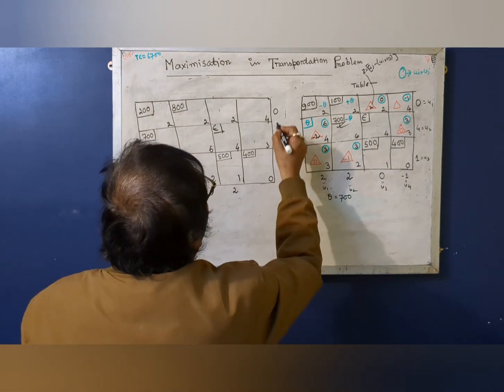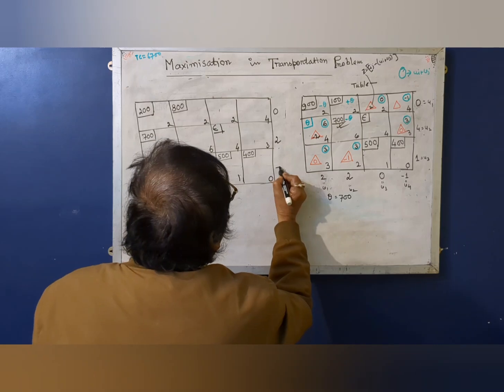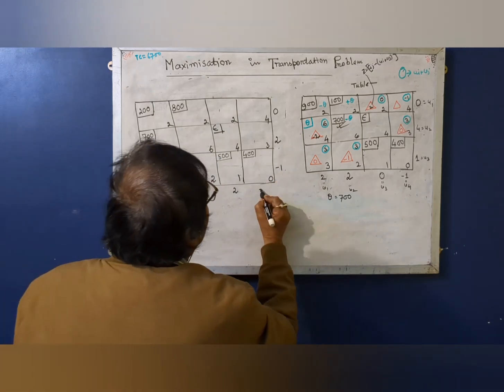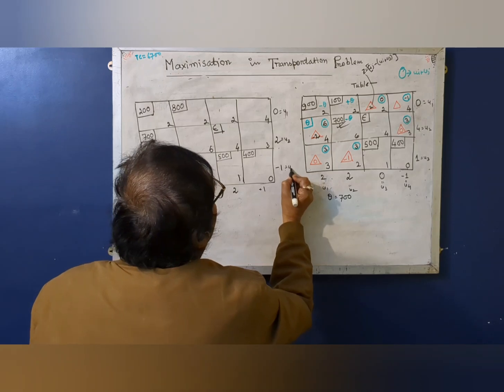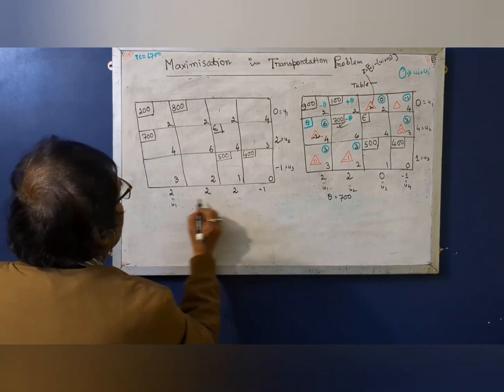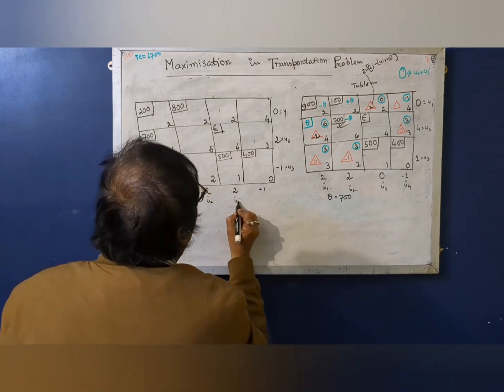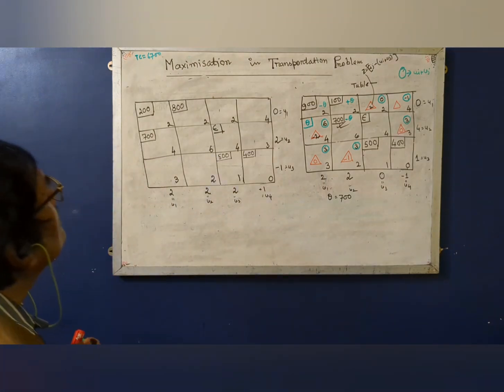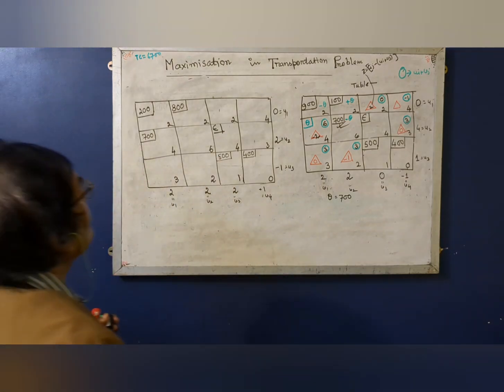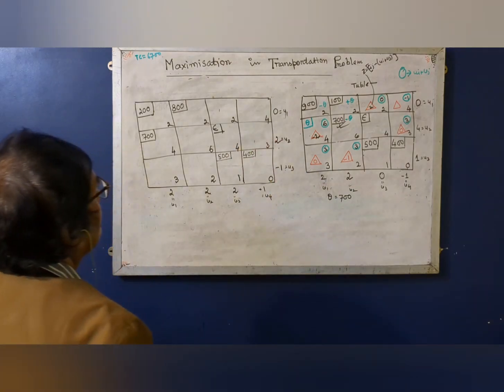You will get all the dual variables. 1 minus 2 is minus 1, and 0 minus 1 is plus 1. This is u1, this is u2, this is u3, the dual variables. This is v1, this is v2, this is v3, and this is v4. By forming the equations to find the variables, it will take a lot of time. That's why I am doing it directly.